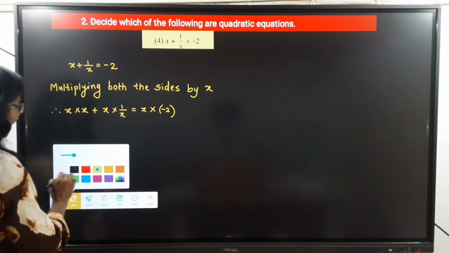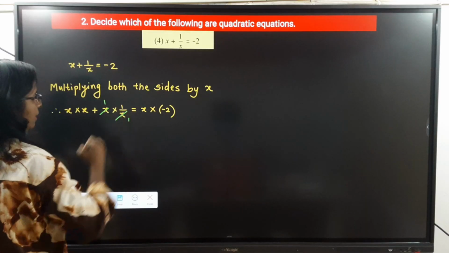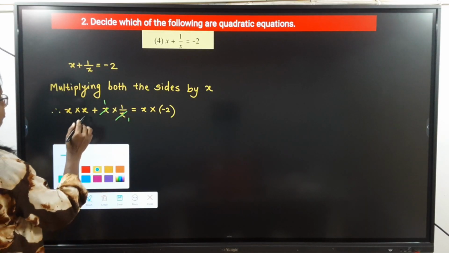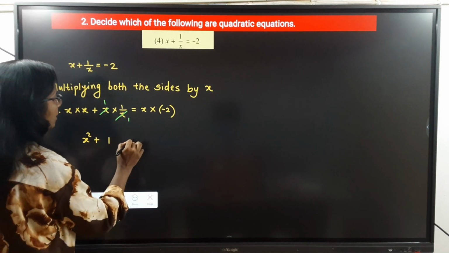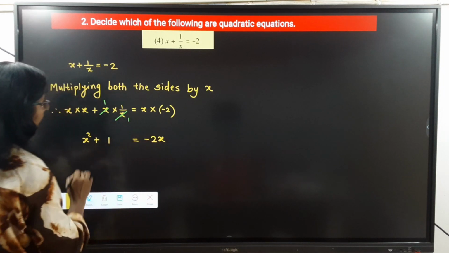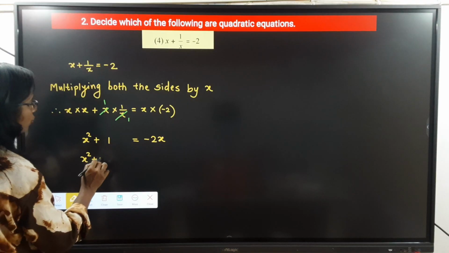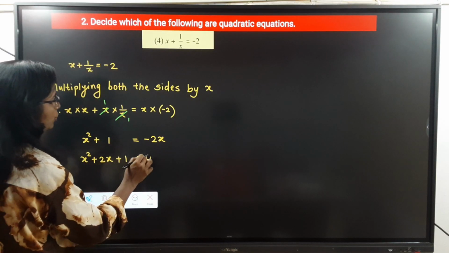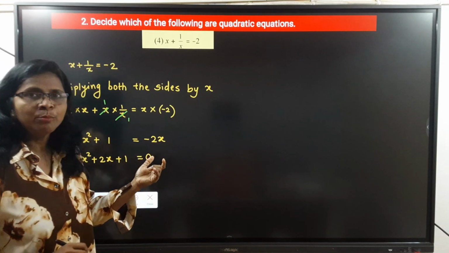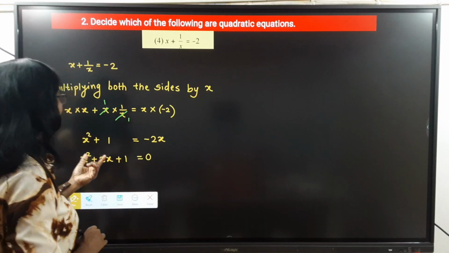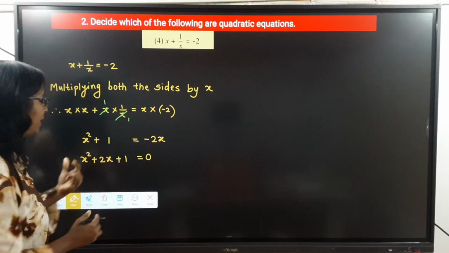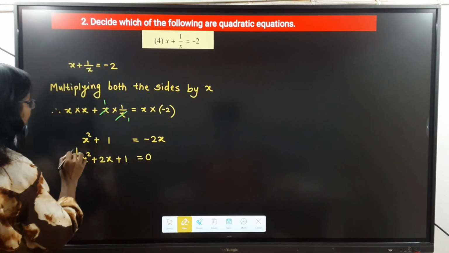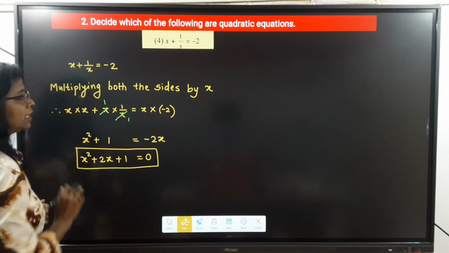Now here students, there is a cancellation part, x gets cancelled out. So now the next step will be x square plus 1 is equal to minus 2x. Then x square plus 2x plus 1 is equal to 0, because we change the position of the minus 2x and it comes to the left hand side. So negative 2x becomes positive 2x at the left hand side. So now students, this is the simplest form of the given equation.